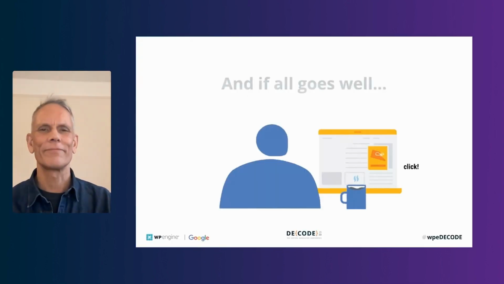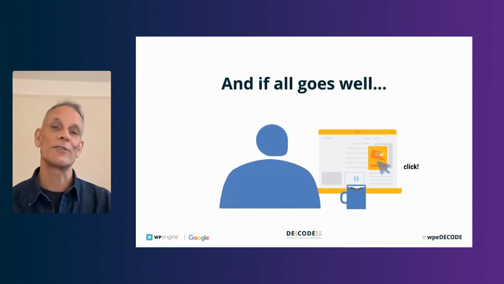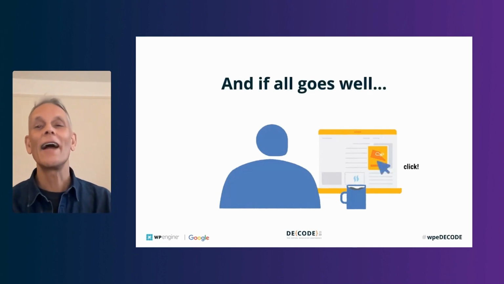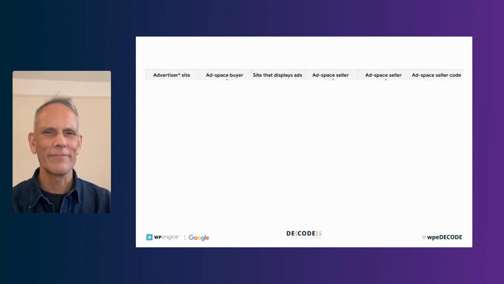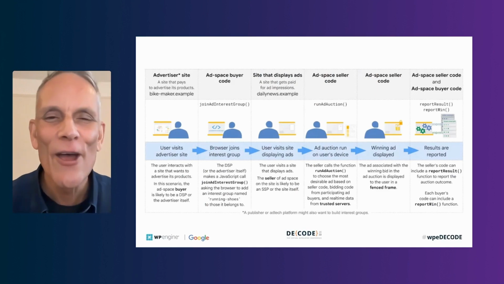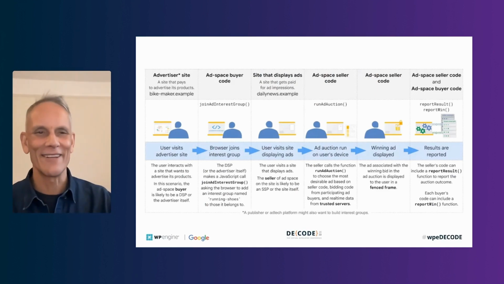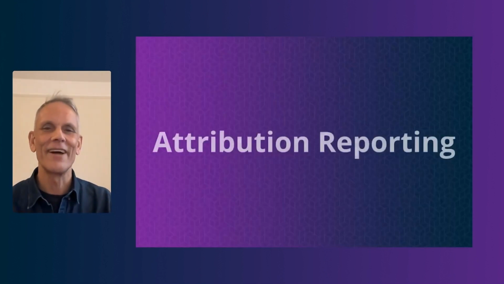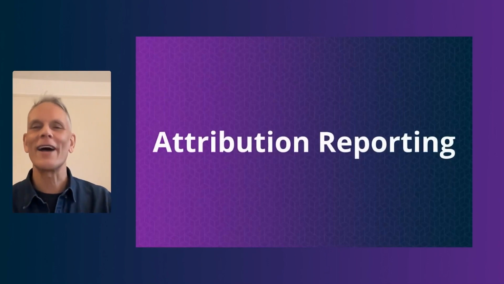navigator.reportResult. Finally, the user, if all goes well, taps or clicks on the ad, and now the attribution reporting API takes over. Again, we have a diagram showing the whole process from start to finish, which we'll share with you after the keynote.